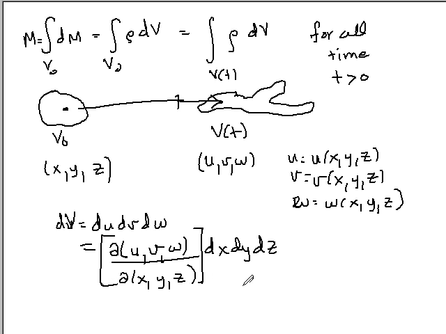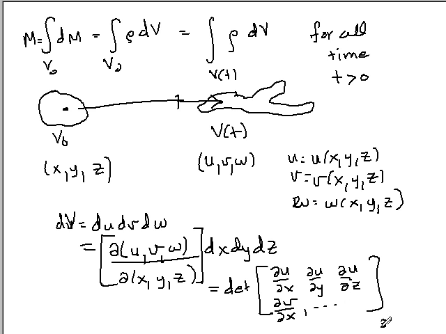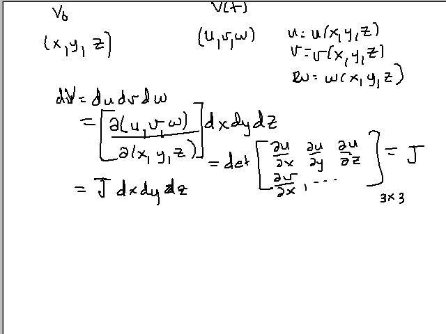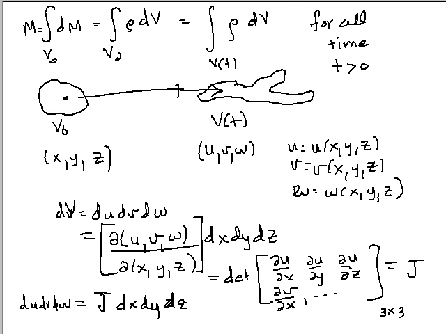Now remember what this is. This is just the determinant of the Jacobian. So that's the determinant of du/dx, du/dy, du/dz, dv/dx, etc. It's a 3 by 3 matrix. But you see, this matrix contains all the information that you need to say how the system evolves. Because using this identity that du dv dw is equal to the Jacobian times dx dy dz, I can substitute it in here.